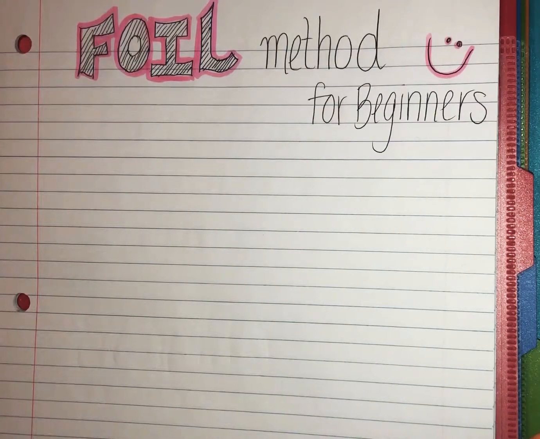Hi everyone! So today we're going to be talking about the FOIL method in algebra class for beginners. I say for beginners because I'm going to start off with a simple example and move my way up to a more complicated example. Now, I'm not going to use crazy terms. I'm not going to draw arrows all over my paper. I'm going to try to break it down to the simplest way of explaining how to do these kinds of problems, because we've all been there.